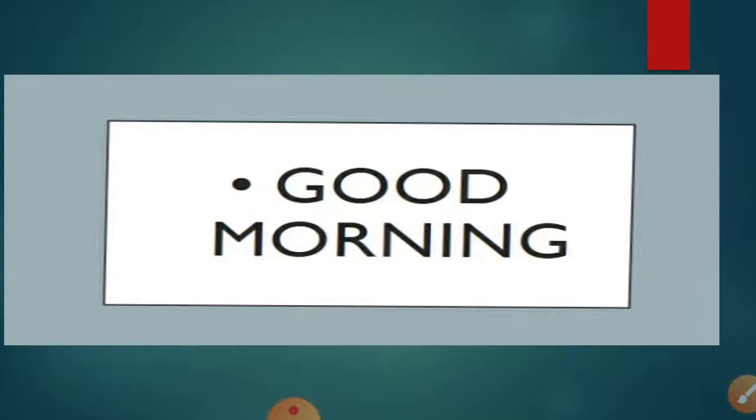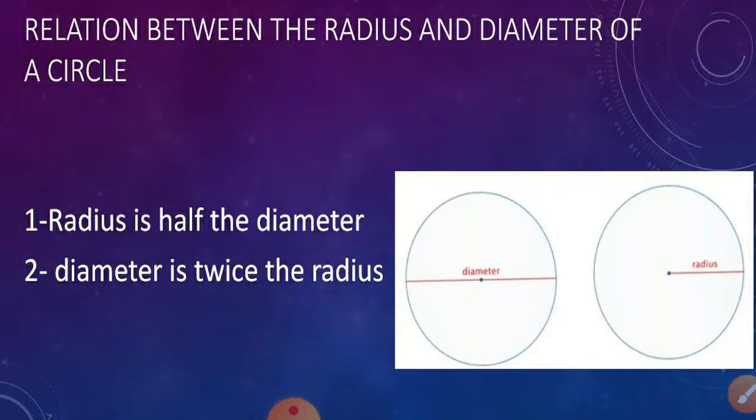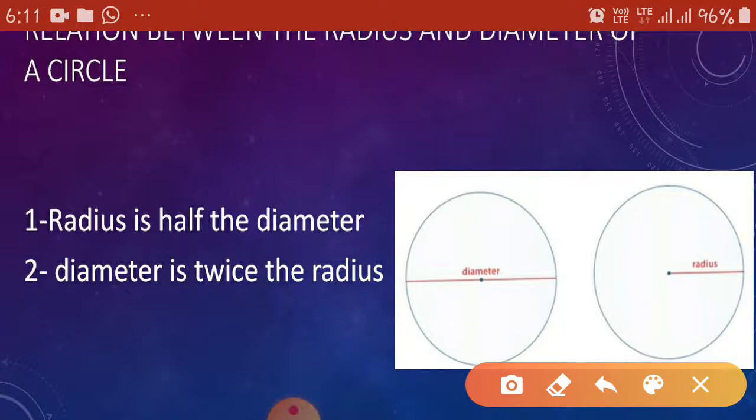In this session, we will understand how to find the radius of the circle whose diameter is given, and find the diameter of the circle whose radius is given. Before starting to solve the question, we will understand the relation between the radius and diameter of a circle. Radius is half the diameter, and diameter is twice the radius.